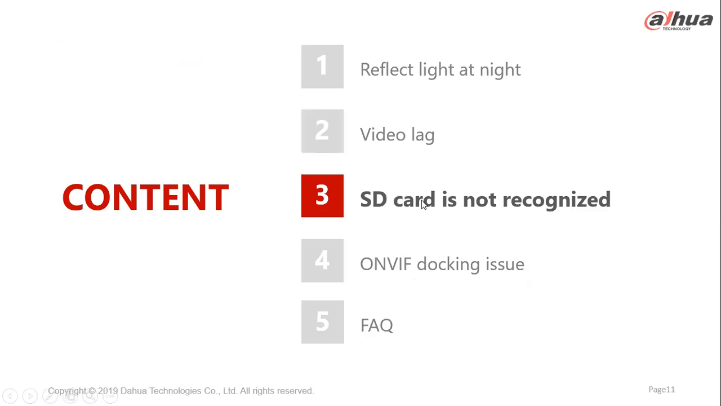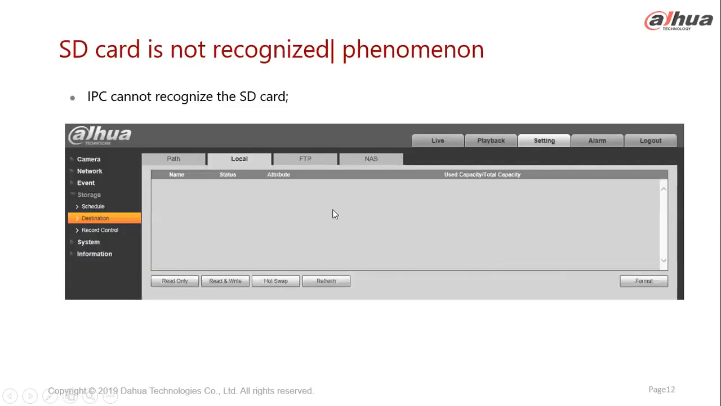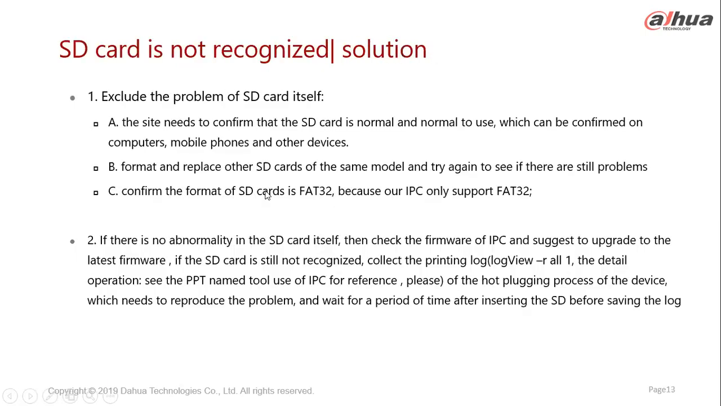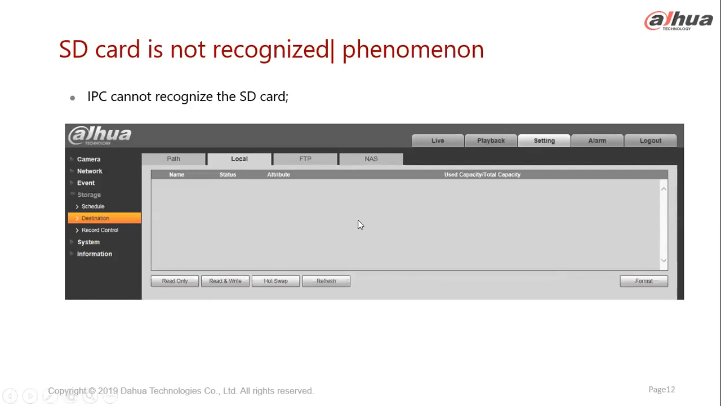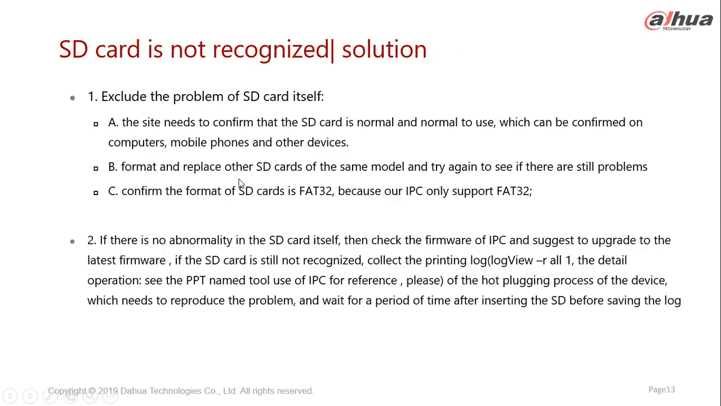A camera case where your memory card cannot be recognized. So your SD card cannot be recognized on the camera. These are the cameras that support SD card. So confirm whether the SD card is okay. You can try with another SD card, and also you need to check the format of the SD card.